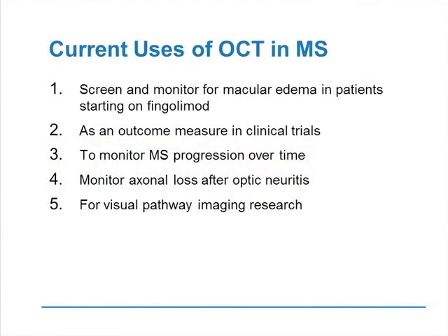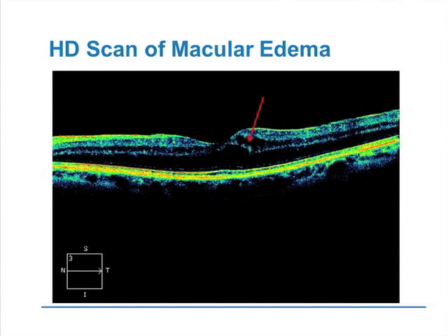I'd like to talk briefly about how we're currently using OCT in multiple sclerosis. The first use is actually as a safety measure, and we're using it to screen and monitor for macular edema in patients starting on a treatment for MS called fingolimod, which has macular edema as a potential but rare side effect. I show you here one slide of what macular edema on fingolimod looks like.